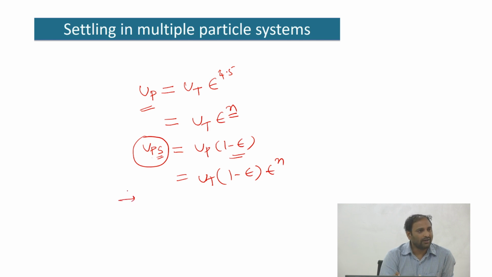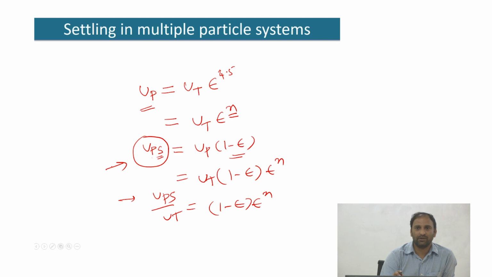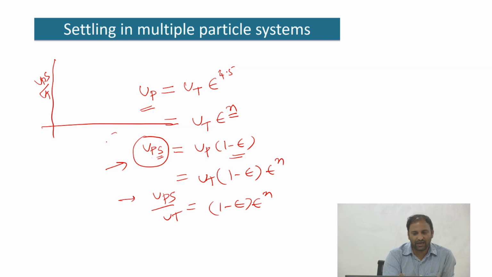And I can talk about the dimensionless flux, which is UPS divided by UT, which would go as 1 minus epsilon into epsilon to the power of n. Any issues? That's okay, right. I'm basically going back to the superficial velocity concept. Now it turns out that if I plot this UPS divided by UT as a function of epsilon, it goes through a maxima, then starts decreasing, there's an inflection point here, and then it goes on decreasing further.